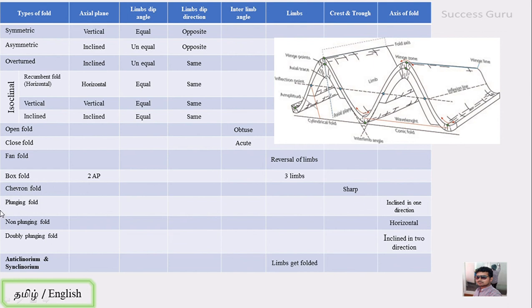In terms of chevron fold, what happens? The crest and trough will be sharp. And in terms of plunging fold, you can see the axis of fold is plunging, inclined in one direction. And in case of non-plunging fold, the axis of fold will be horizontal. In case of doubly plunging fold, what happens? The inclination is in two directions. Okay. The anticlinorium and synclinorium, what happens? The limbs get folded. Okay.